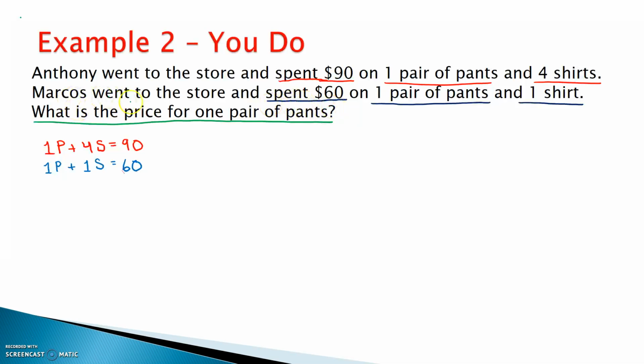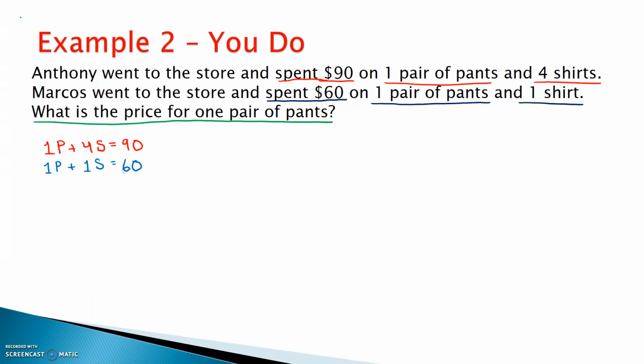The second one says Marcos went to the store and he spent $60, so that's my grand total at the very end. But he only bought one pair of pants, so 1p, and one shirt, so I put plus 1s. Now, of course, the question is, what is the price for one pair of pants? So my question, I want to figure out the variable p. If I just want pants, all I really want is p. Okay, so let's go through this. Let's solve this system by elimination.